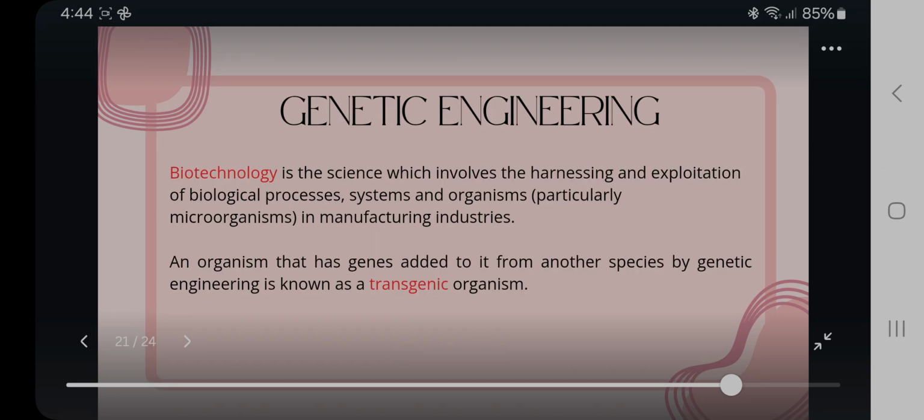Okay, so the last thing I want to touch on would be genetic engineering, and it probably doesn't sound as impactful right now, but you'll understand as we go a little bit deeper into it. So, biotechnology is the science which involves the harnessing and exploitation of biological processes, systems, and organisms in manufacturing industries. And an organism that has genes added to it from another species by genetic engineering is known as a transgenic organism.